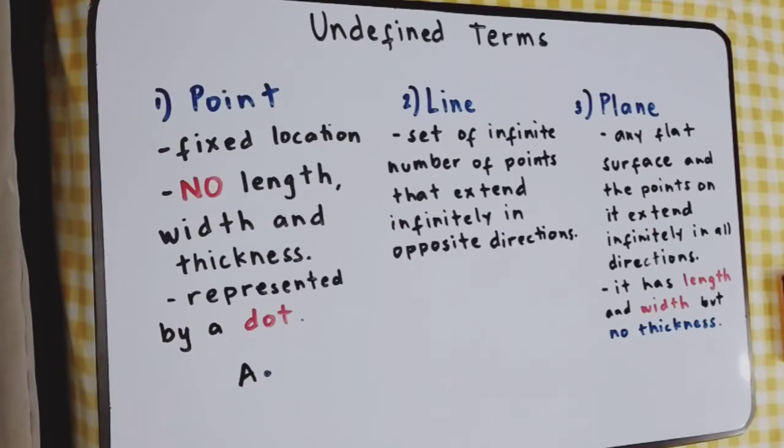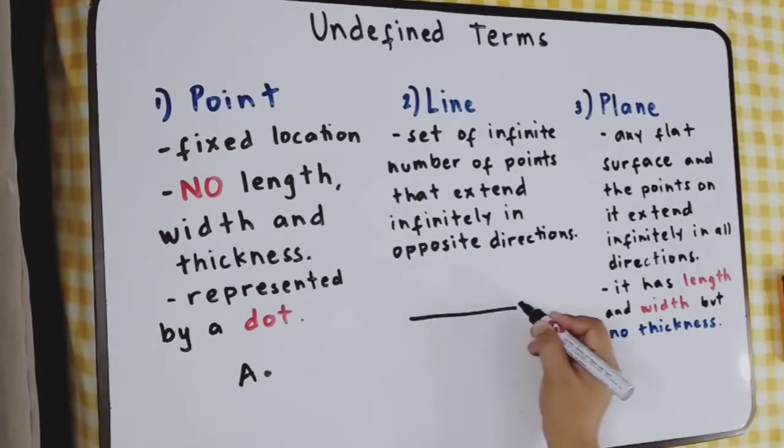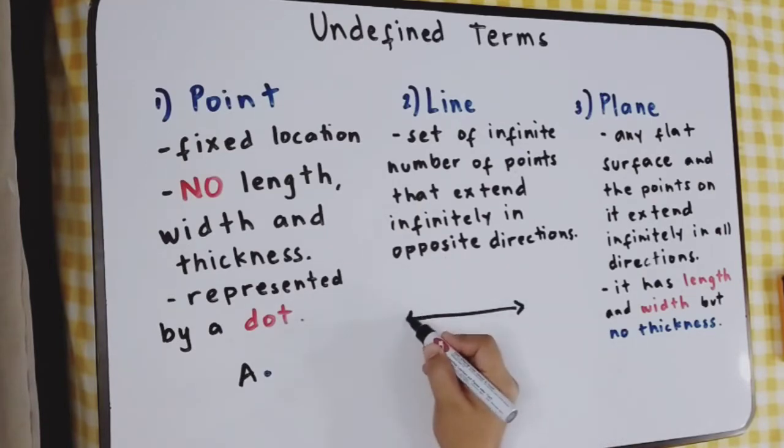Next one is a line. So line, it is the set of infinite number of points that extend infinitely in opposite directions. Okay? So kaya 'di ba yung line, yung symbol niyan, merong arrowheads, right? Bakit may arrowheads yung line? Kasi nga, it can extend, okay, infinitely in both directions, okay?